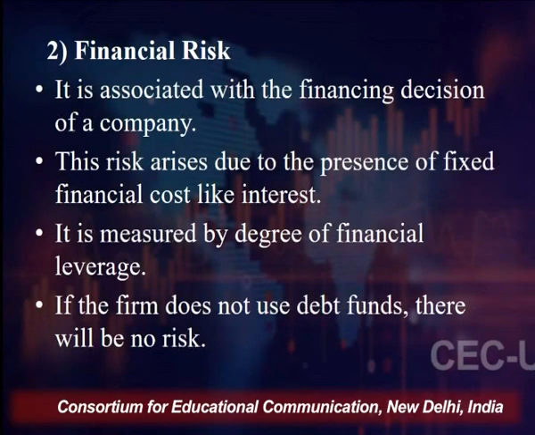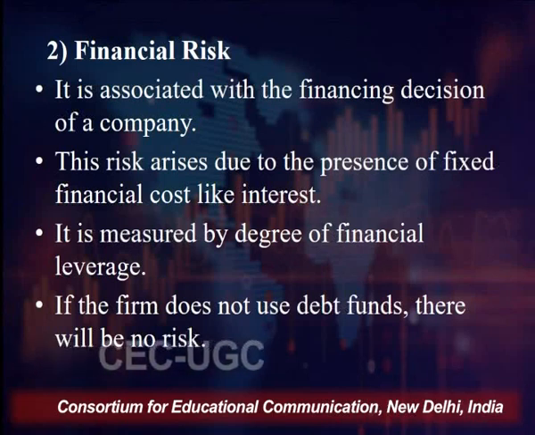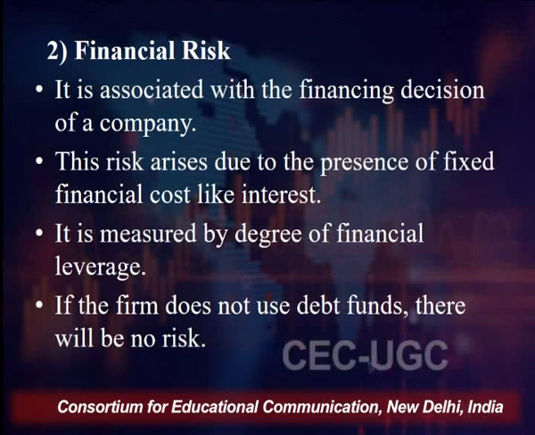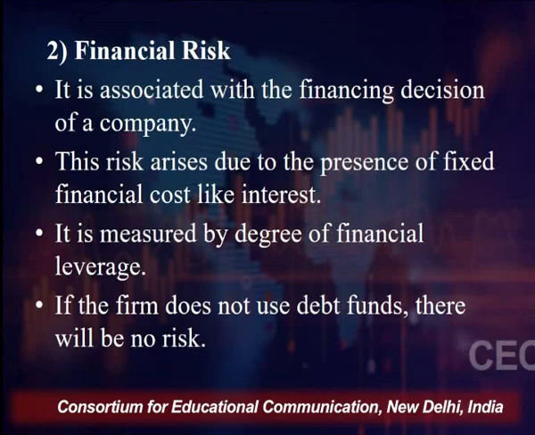The other is called financial risk. Financial risk means how you have financed your business, whether in your total balance sheet the debt component is more or the equity component is more. So it is associated with the financing decision of a company. The risk arises due to the presence of fixed financial cost, like loans from the bank, loans from financial institutions, or issuance of bonds to the public, on which the company is paying a fixed rate of interest. Irrespective of the level of business, the company will have to pay fixed interest. So this is called the fixed financial cost.